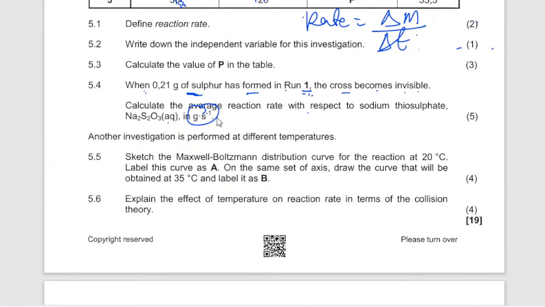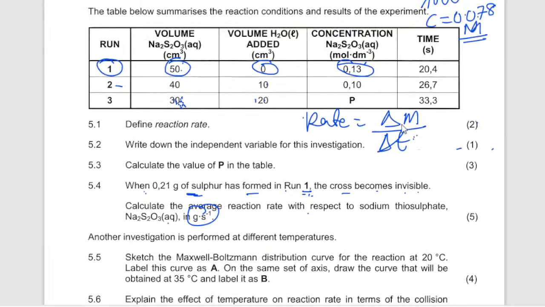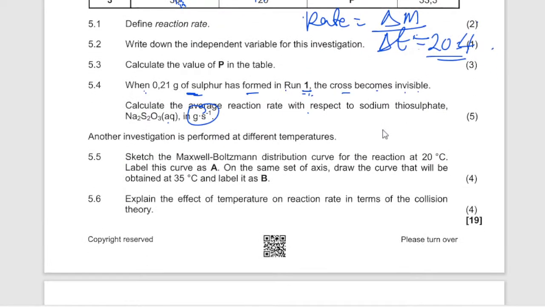Then here, calculate the average reaction rate with respect to sodium thiosulfate. So now we have seen that rate is equal to change in mass over change in time. But now we know the time here, which is 20.4, but we don't know the mass. So it means we're supposed to look for the mass. So how are we going to find the mass?